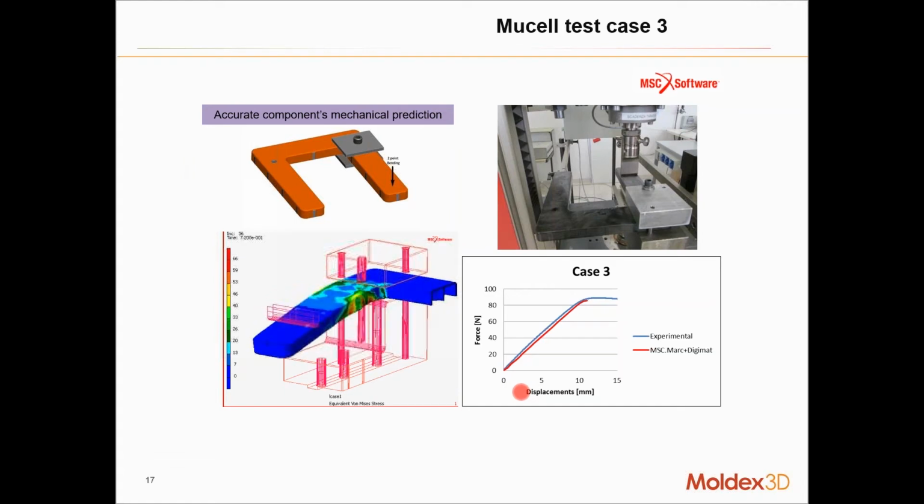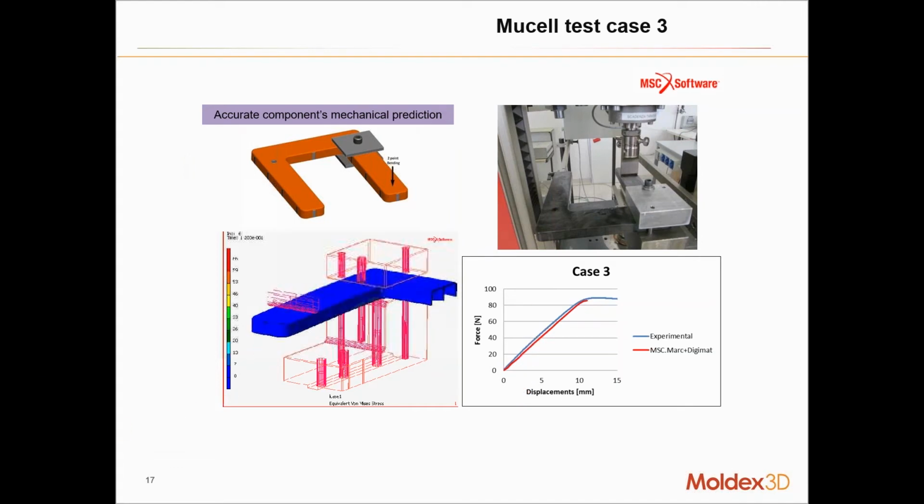So, which gives you an indication of how simulation can help you evaluate not only things like your part surface quality, weight reduction, process savings, or cycle time savings, but also evaluate structural performance of parts. So that is a brief case study I wanted to share in terms of MuCell.